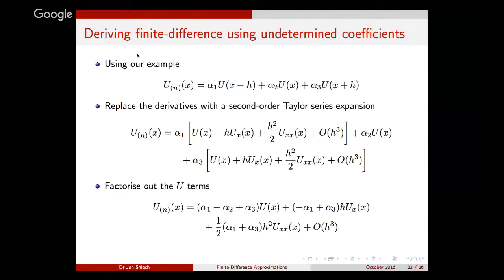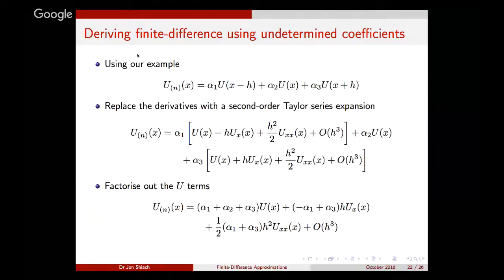Do the same for the second order derivative. So here I've got alpha 1 times h squared over 2. And here I've got alpha 3 times h squared over 2, which I've got there. So that's what I've ended up with after I've factorized the u terms out.